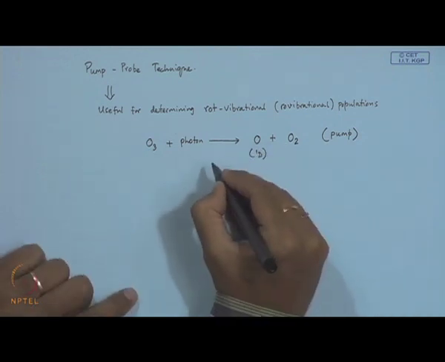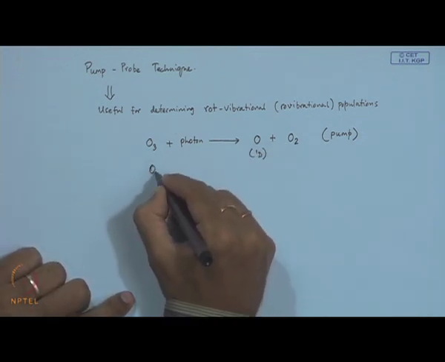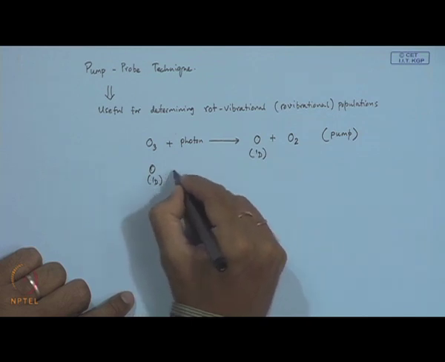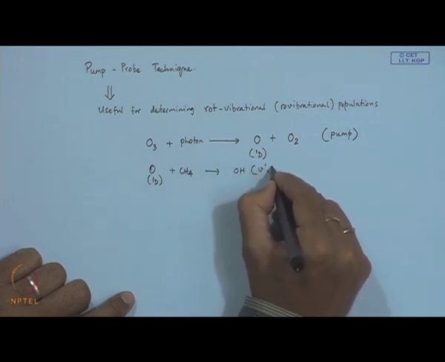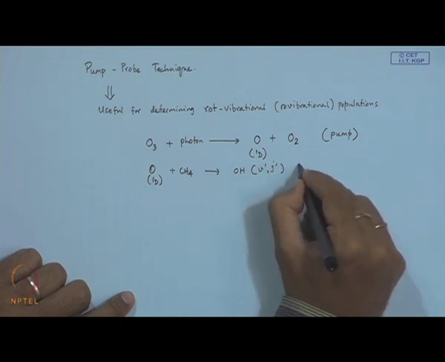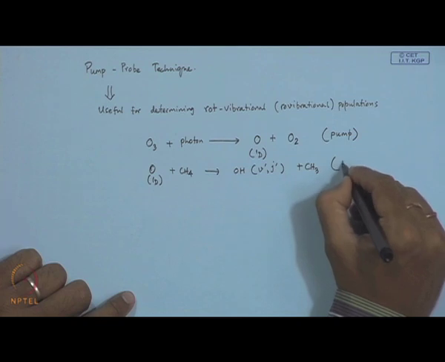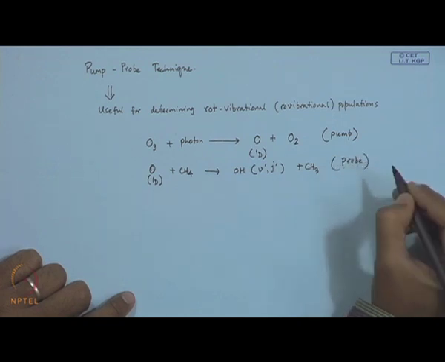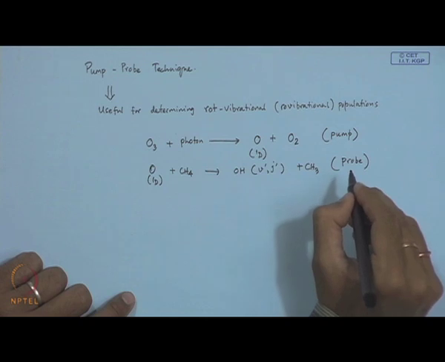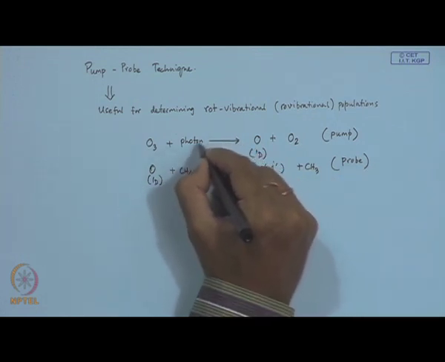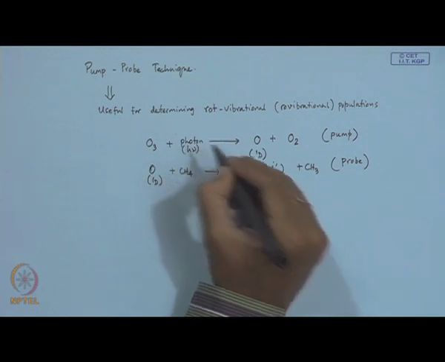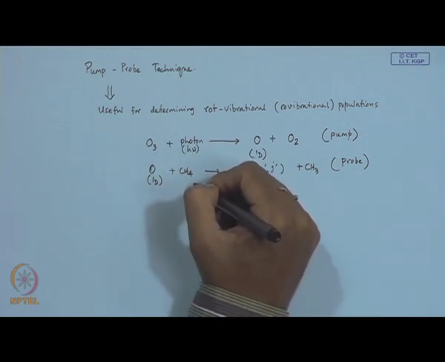So when O in 1D reacts with CH4, giving rise to OH, V prime J prime plus CH3, this is called a probe. Basically this photon, h nu, is your pump, and this CH4 is your probe.